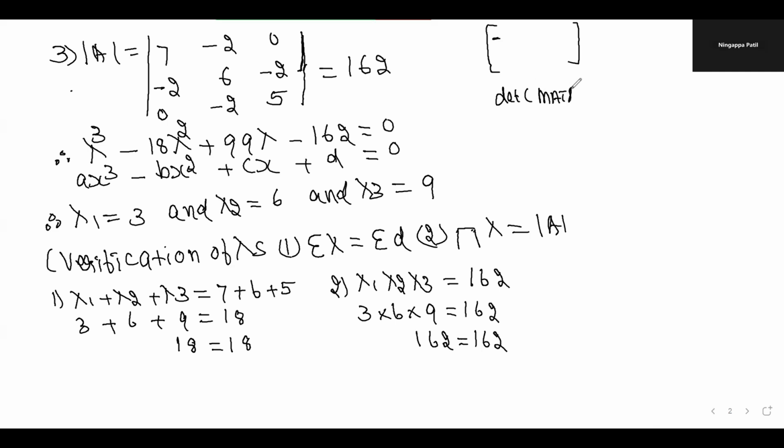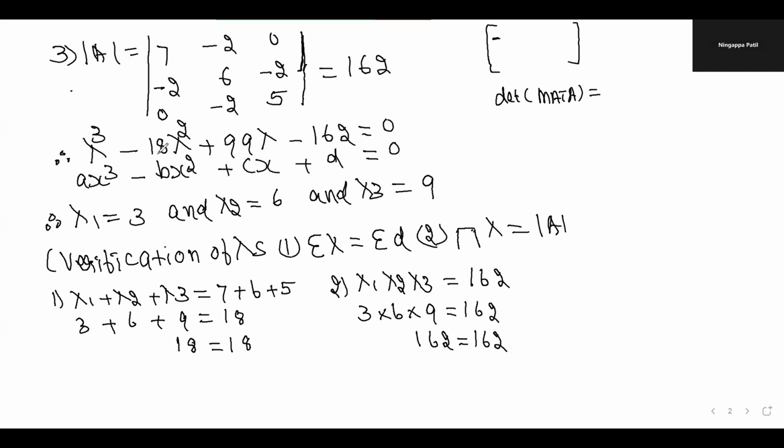Mat A, and close the bracket, equal to button. You are getting 162 on the display of the calculator. You write it. Then look here. Now you put all these values in the characteristic equation.